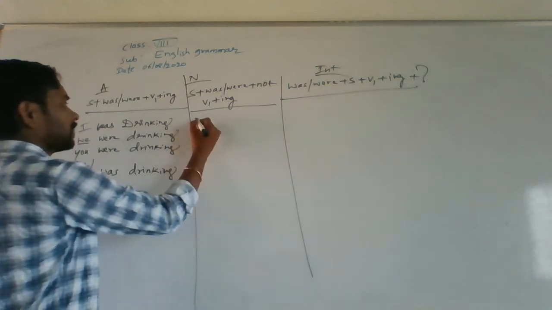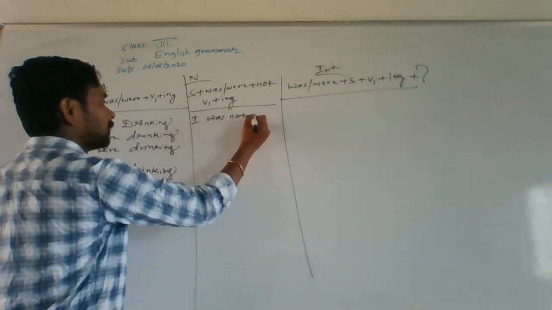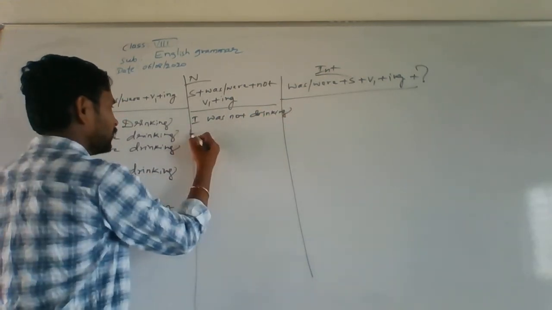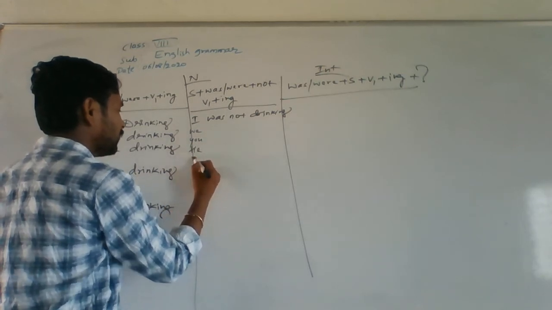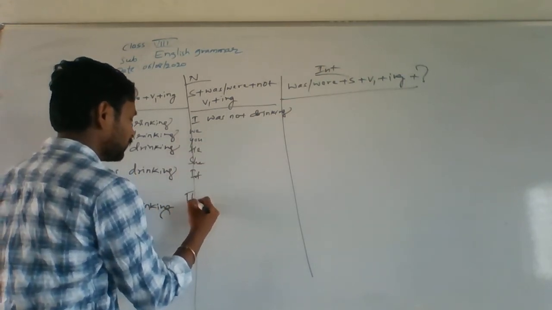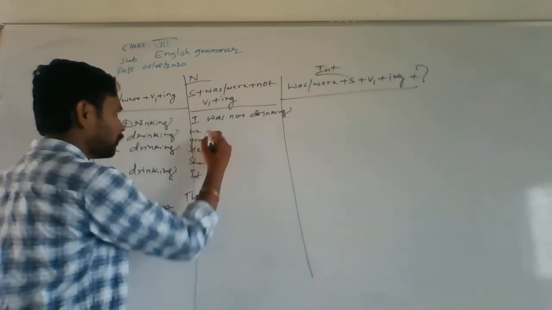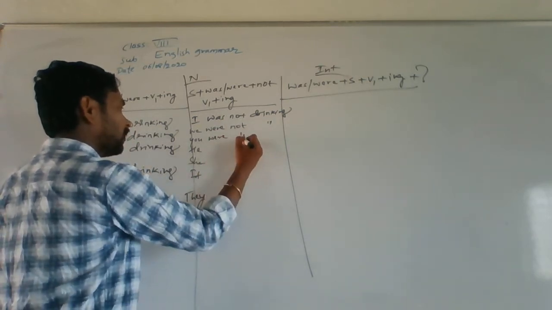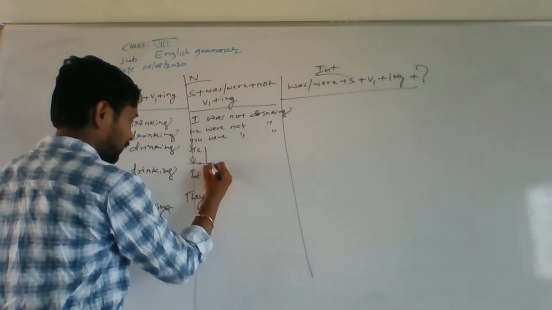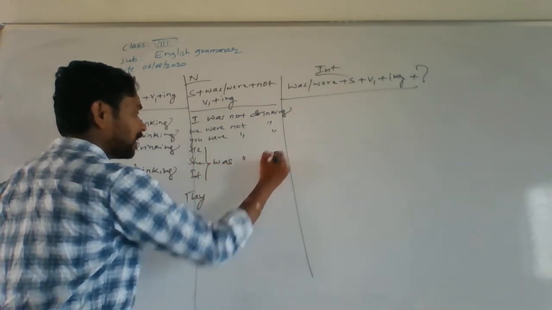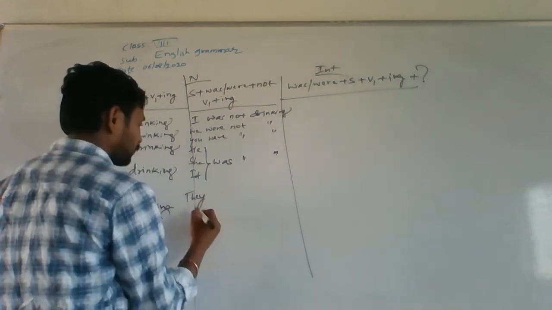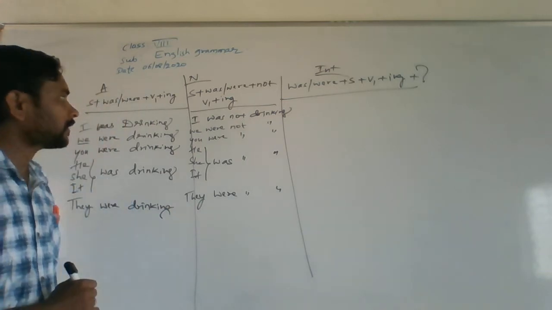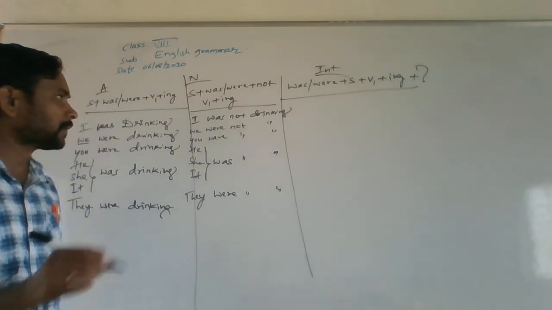Then negative. I was not drinking. We, you, he, she, it, and then they. See here, look at the board. We were not drinking. You were not drinking. She was not drinking. Then they were not drinking. That is a negative. Let us see how to make an interrogative.